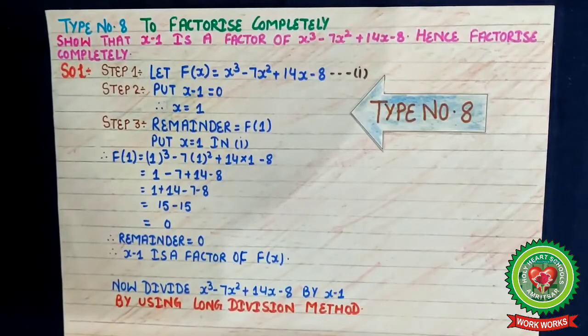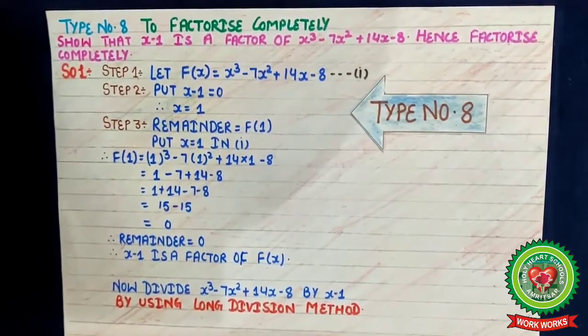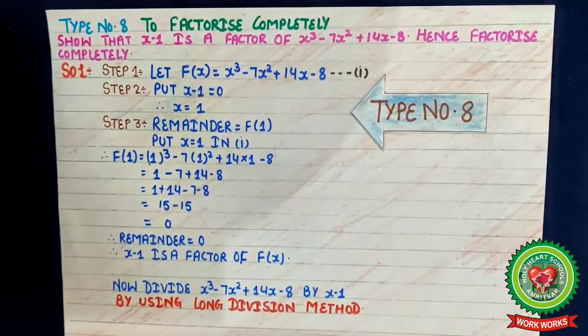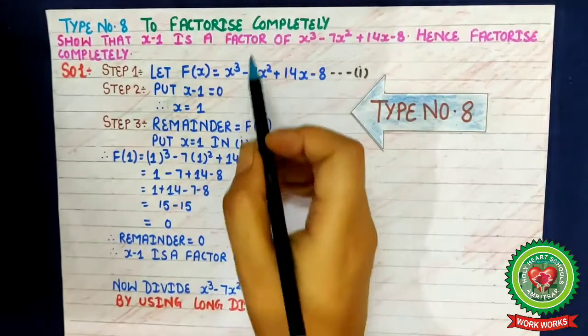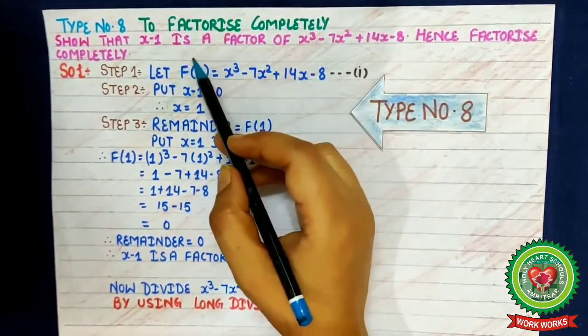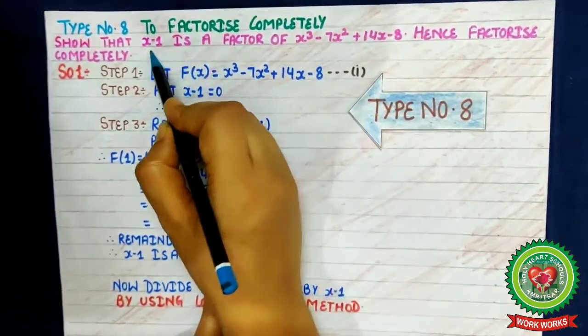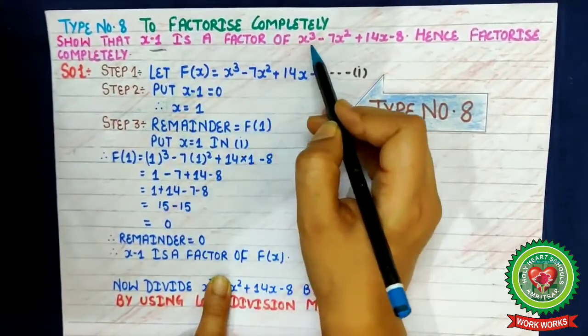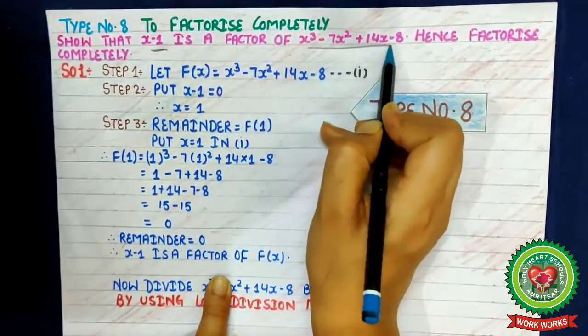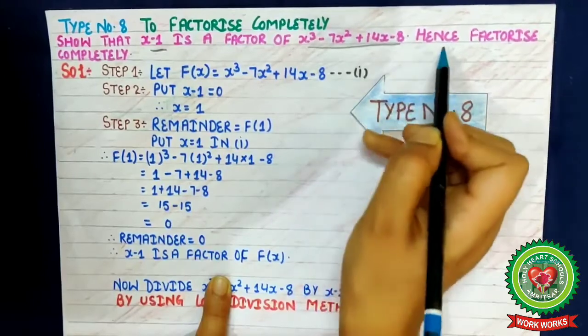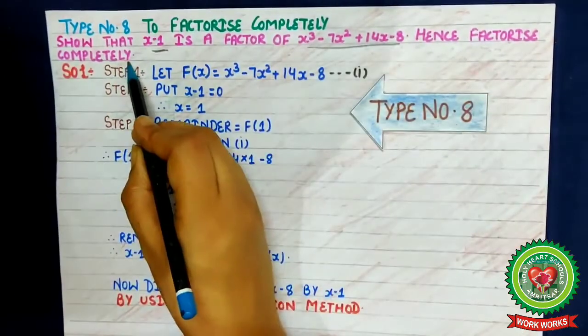Now students, that discussion of the long division sum will help us in this type number 8 and also in the next type, that is type number 9. So here is type number 8, that is to factorize completely. Here I have taken the statement as: show that x minus 1 is a factor of x cube minus 7x square plus 14x minus 8, hence factorize completely.